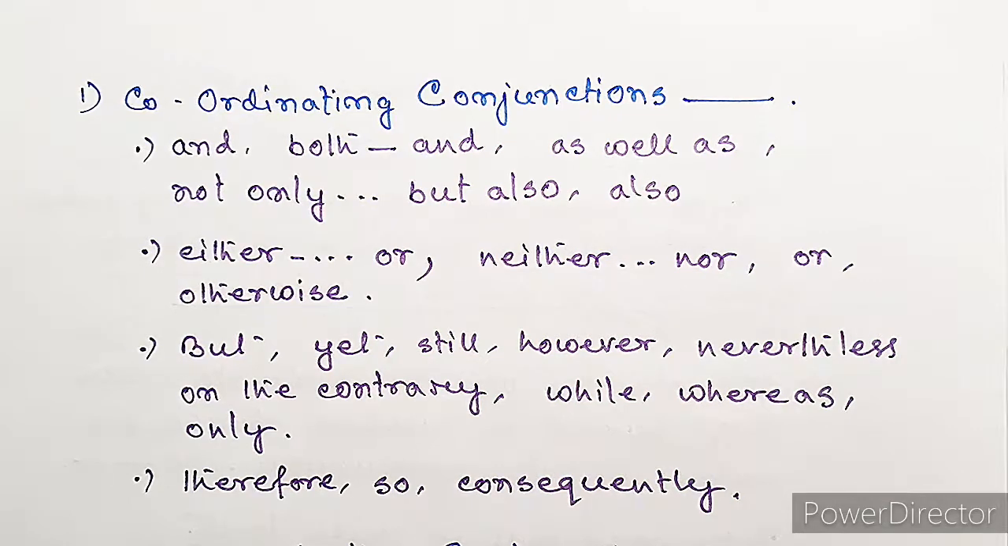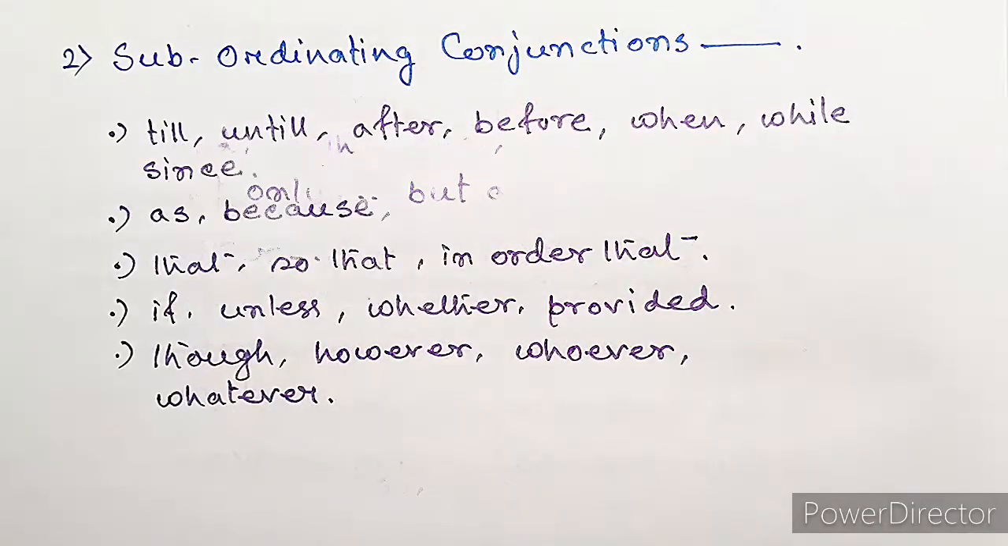See, the principal coordinating conjunctions are and, both and, as well as, not only but also, either or, neither nor, or, otherwise, but, yet, still, however, nevertheless, on the contrary, while, whereas, only, therefore, so, consequently, etc. And the principal subordinating conjunctions are till, until, after, before, when, while, since, as, because, that, so that, in order that, if, unless, whether, provided, though, however, whoever, whatever, etc.